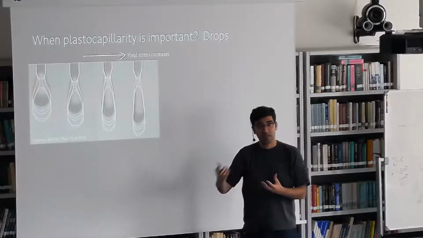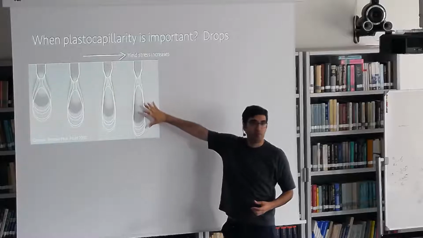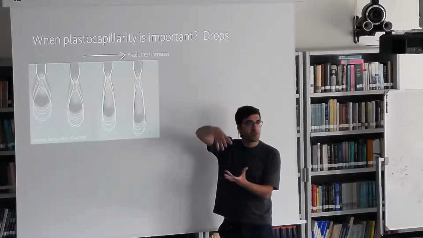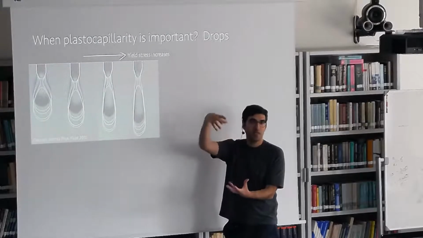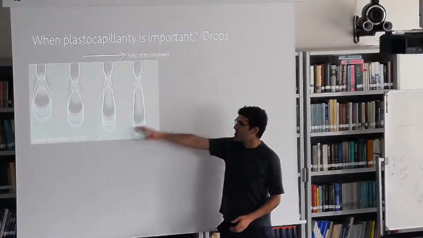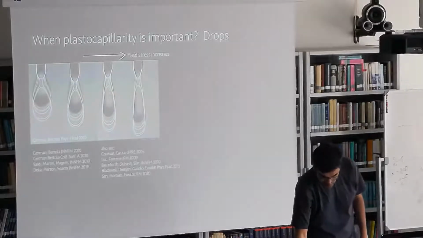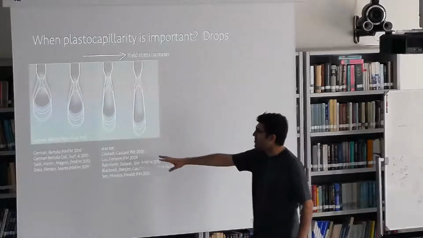But if you add yield stress to it, at some point you get more elongated droplets. This is the moment that the droplet wants to be retracted by surface tension, but yield stress resists, and it doesn't go to the spherical. So you get elongated droplets. The larger the yield stress, the more elongated it is. There is some nice work from the group of Bertola, and some others.